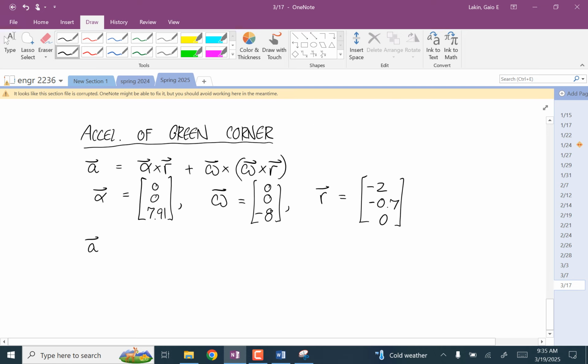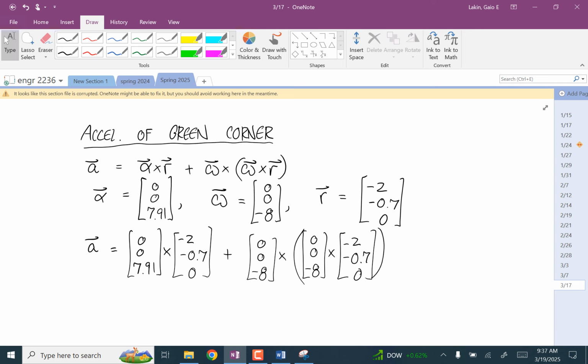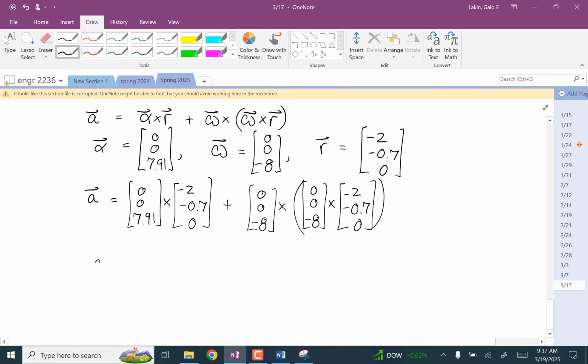And now we can plug this stuff in. The acceleration is 0, 0, 7.91 crossed with negative 2, negative 0.70, plus 0, 0, negative 8 crossed with 0, 0, negative 8 cross negative 2, negative 0.70 is 133.54, 28.98, and then obviously it should be 0 for z. There's no acceleration out of the plane. This is in that rotated coordinate system.